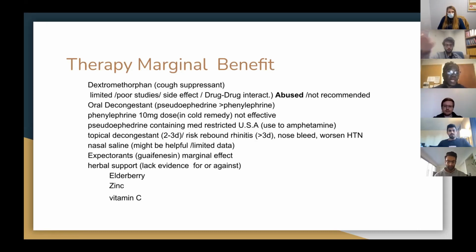Then there are all these herbal supplements. We don't have any data against them: elderberry, zinc, vitamin C. I don't have a problem with them; in low doses, they're not harmful. The other thing about zinc preparations is that zinc lozenges are okay, but never use the zinc intranasal, because it can actually cause you to permanently lose your sense of smell. So Zicam, no Zicam.